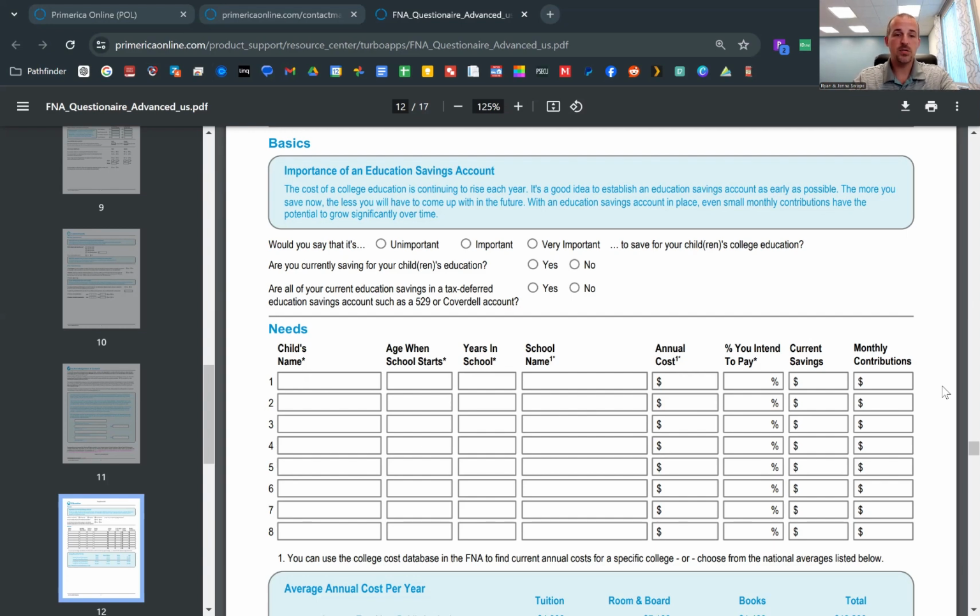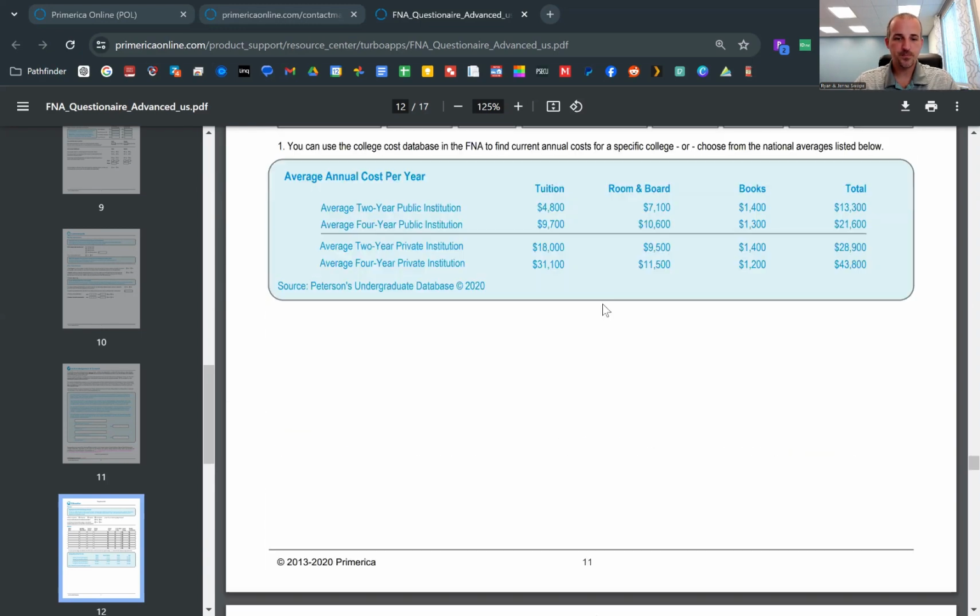So I would use this, if you're filling this information out, to make notes and write down how old they are, when they're going to start school, how many years it is. And if there's a specific school that the parents want them to go to or they want to go to, write that down. But then the computer can spit out all of the detailed information for you.